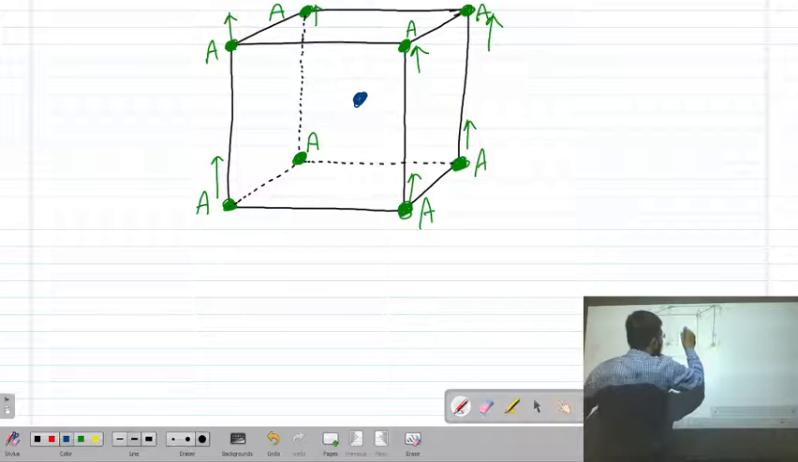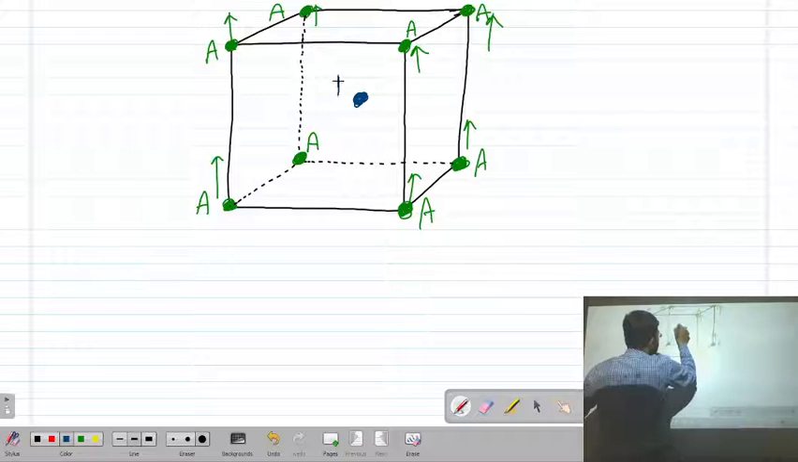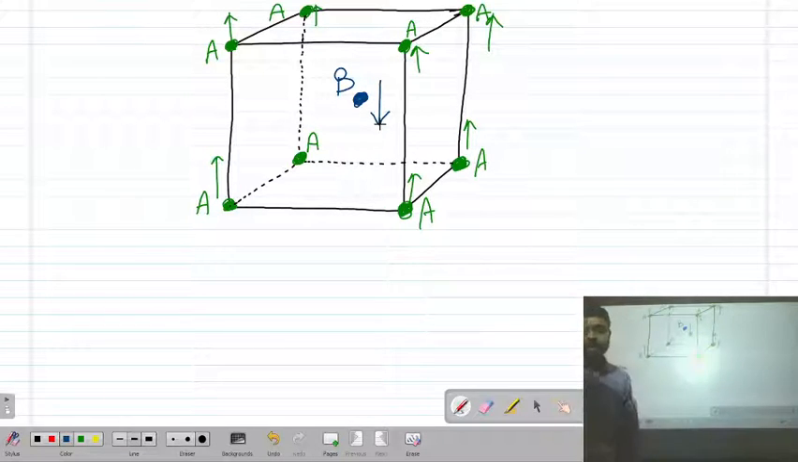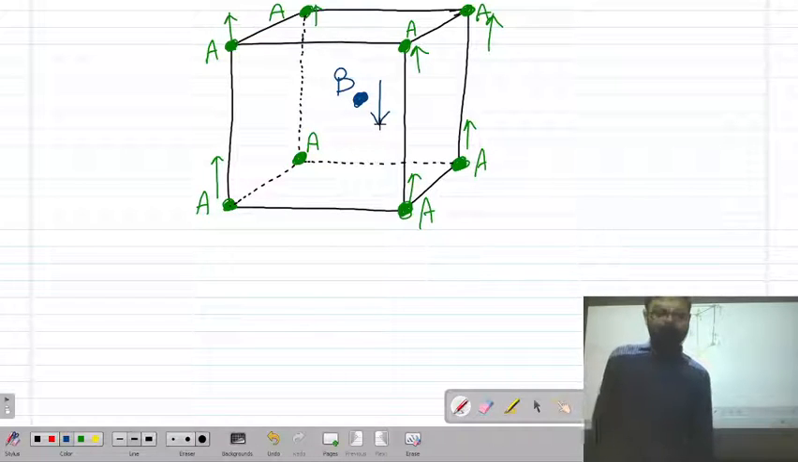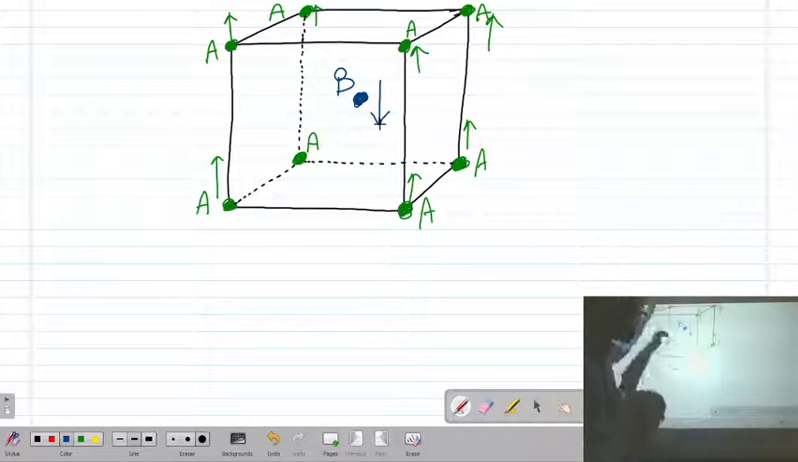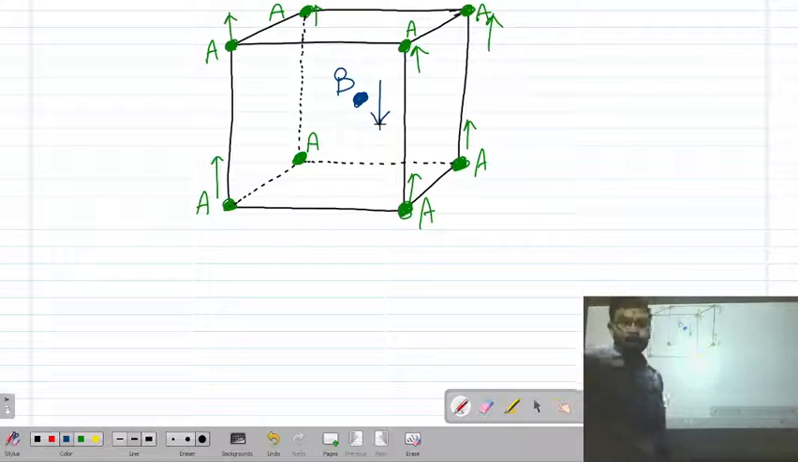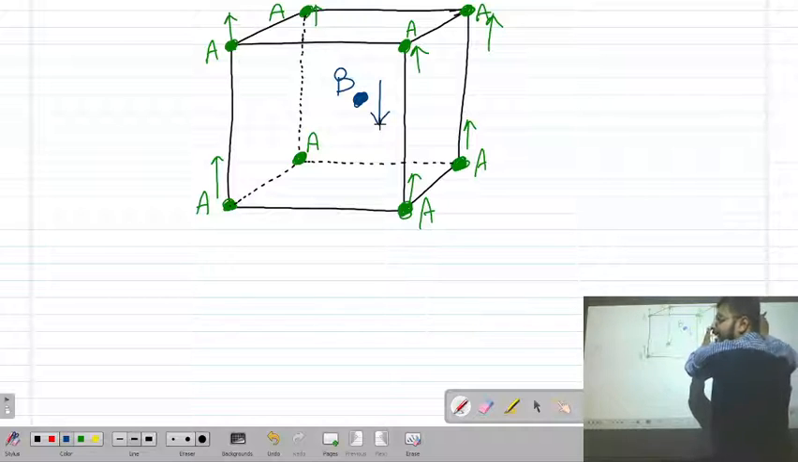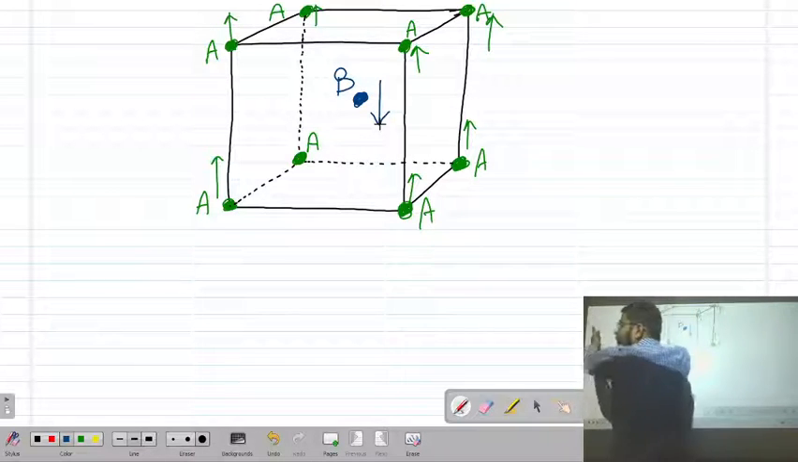I am using another color to differentiate. This is B, having its net magnetic dipole moment in the downward direction. That is having a net magnetic dipole moment in the downward direction, right? You can assume a similar kind of structure on the right hand side, and similarly on the left hand side.